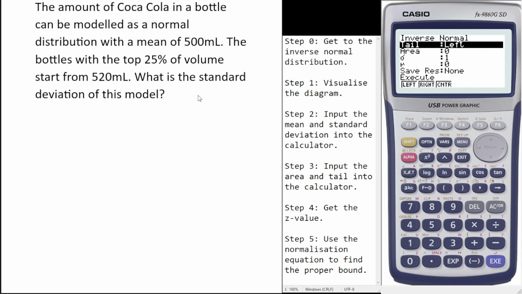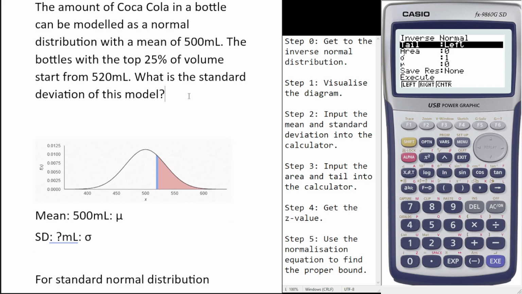Now again, the second thing you always do is try to visualize a diagram, try to see what you actually are seeing. And the biggest thing to note here is the top 25% is what we're looking for. So it must be the right side of the data, and the area under the curve must be 0.25 because that's the percentage that we have. And the graph should look something like this.